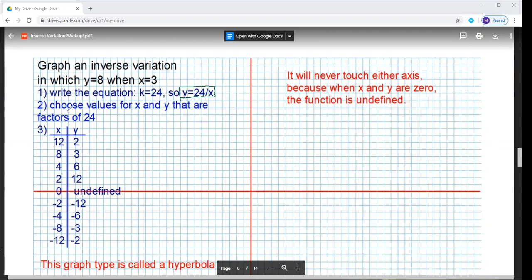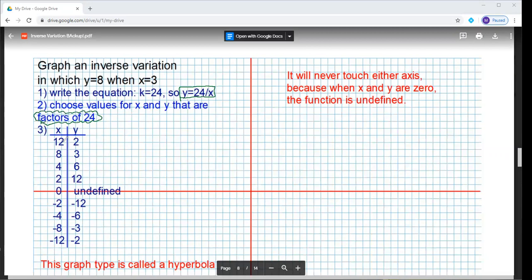Second step, we get to choose the values of x and y that we graph. Previously when you graphed, you might have picked -1, 1, and 0. But for inverse variation, the easiest thing you can do is look at your k and ask, what are the factors of 24? It's not a coincidence that I chose this as our first time out, because 24 has tons of factors for us to graph. We're going to look for factors of 24.